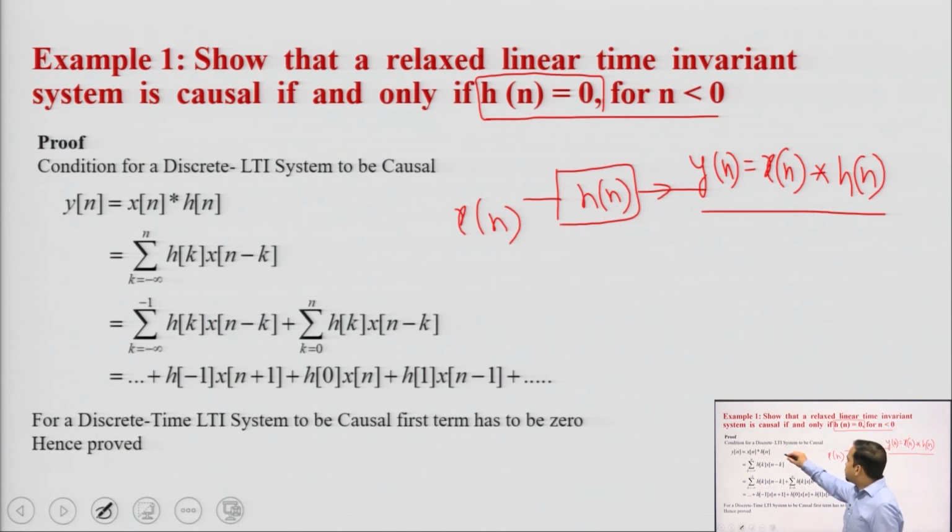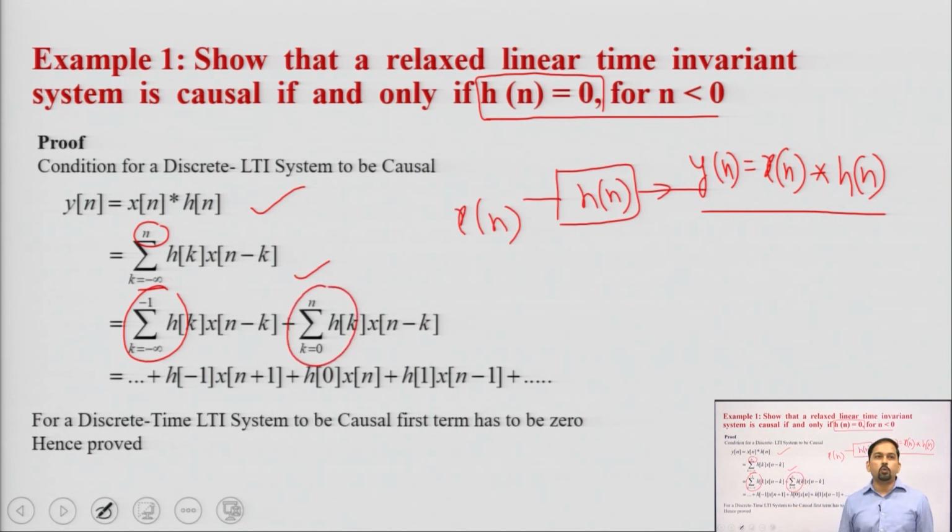This convolution can be further written as summation k equals minus infinity to n of h[k] x[n minus k]. In our next lecture also we will see how the discrete convolution takes place analytically and graphically. So, we are just further breaking the summation here. I am taking summation from minus infinity to minus 1 and further summation k equals 0 to n. And further let me expand this part on the left hand side.